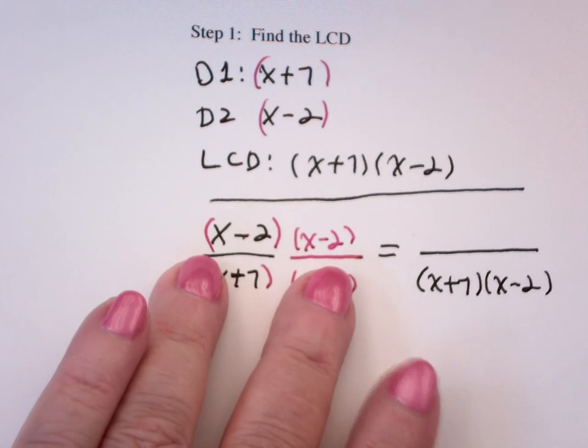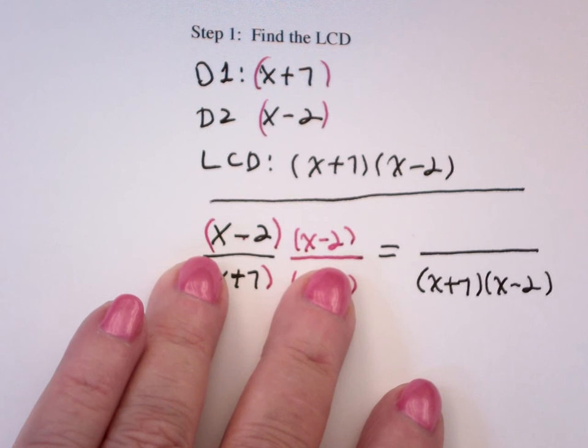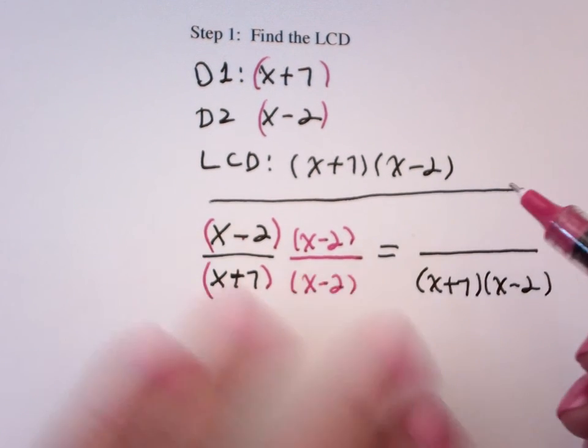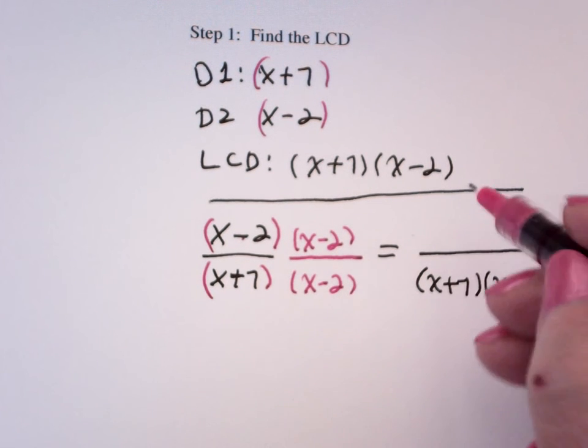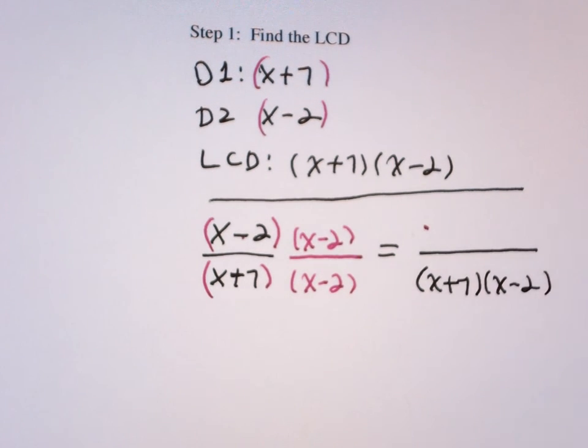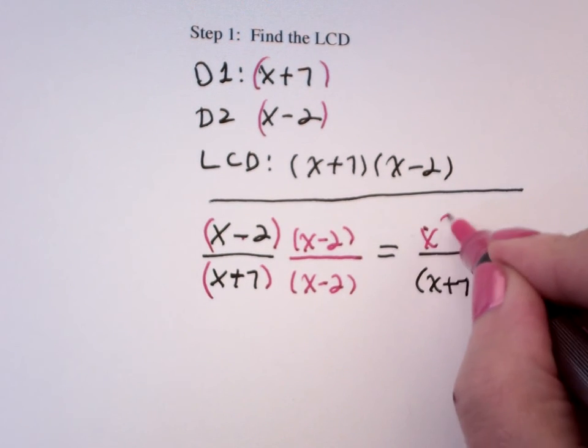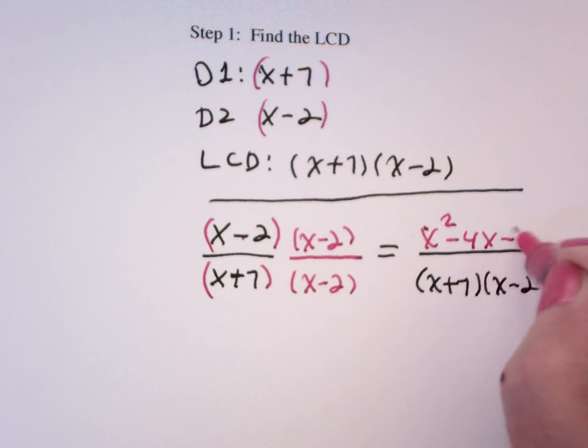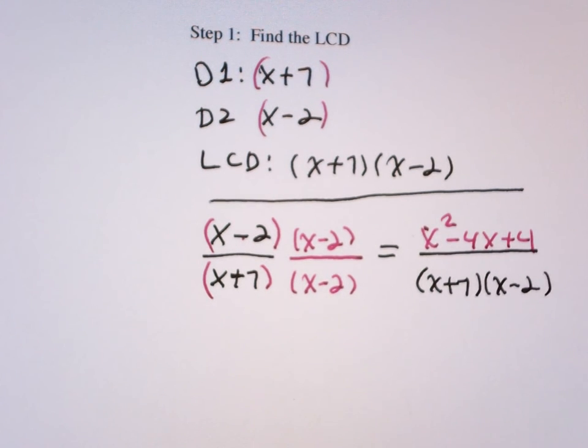Now I'm going to leave this as it is. And you're going to say, why? Because I'm going to have to multiply it out, and I'm going to have to use FOIL to do so. And if I wanted to, I could. This would be what? x squared minus 4x plus 4. So that's the first fraction.